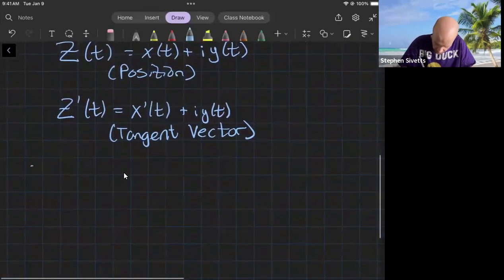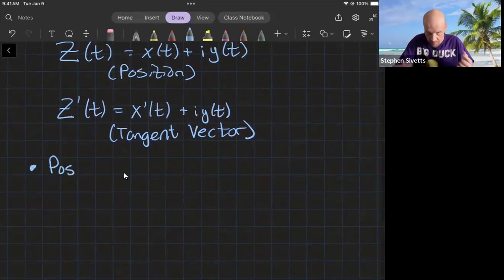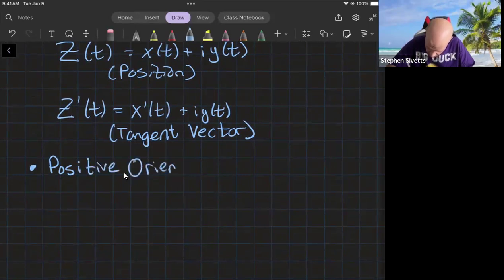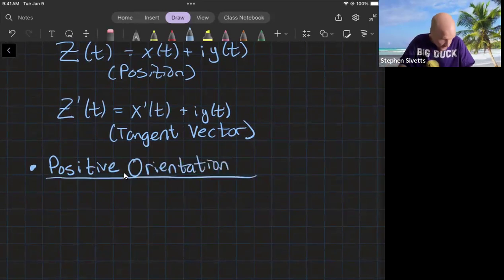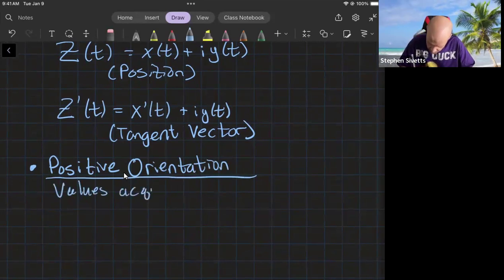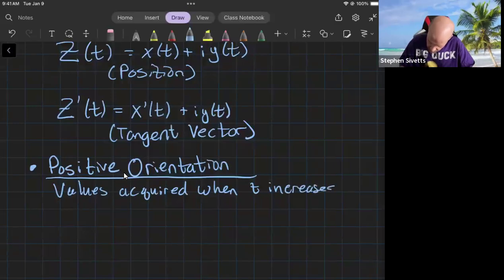And there's a couple of important things to know. When we parameterize curves, we're going to have what's called the positive orientation of the curve. So what is the positive orientation? These are values acquired when t increases. Okay.